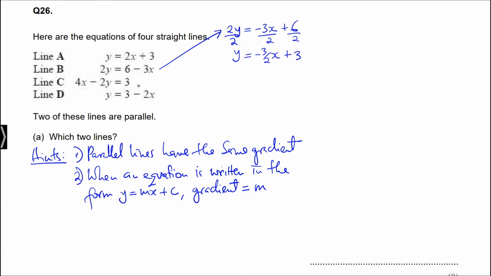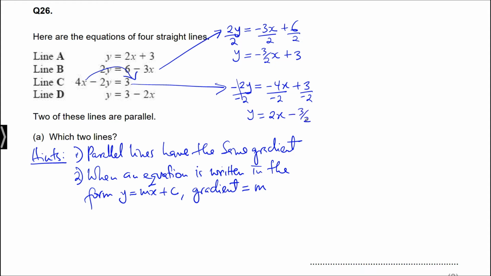And then this one here, if we take 4x to that side, we'll have negative 2y will be equal to negative 4x plus 3, and then we divide by negative 2. So y will be equal to 2x minus 3 over 2.